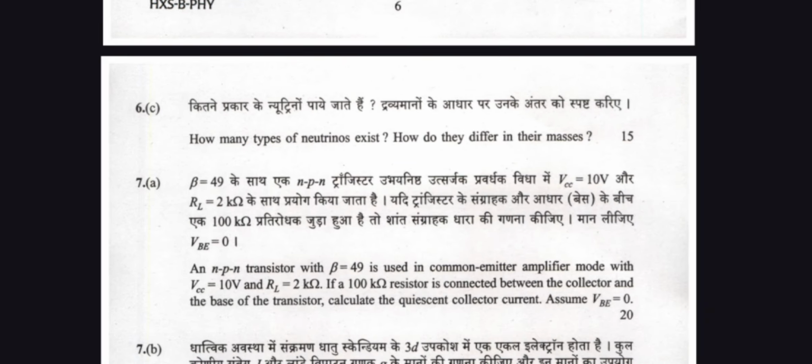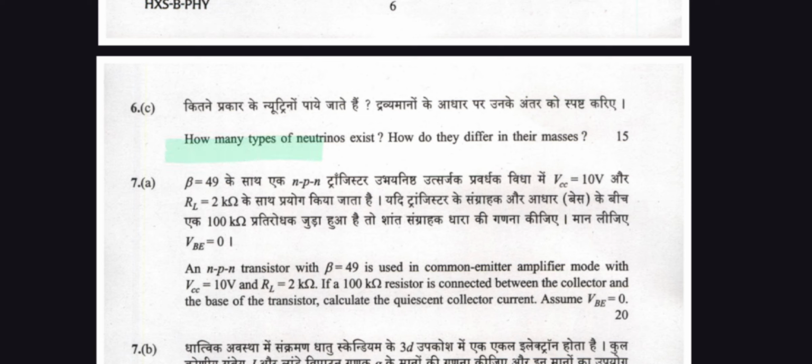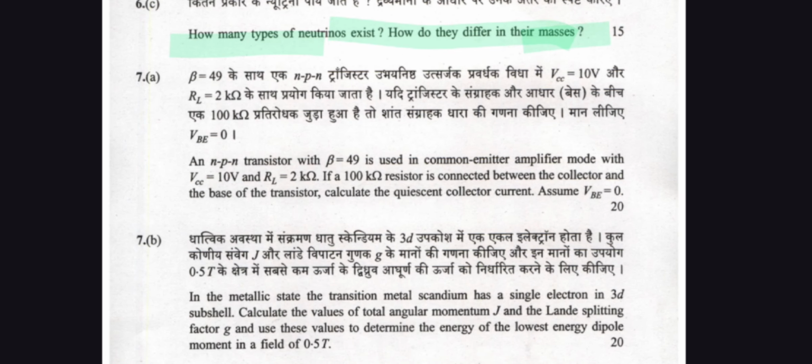And question number 6c. How many types of neutrino exist? How do they differ through their masses? And question number 7a. An NPN transistor with beta equal to 49 is used in a common emitter amplifier mode with VCC equal to 10 V and RL equal to 2 kilo ohm.